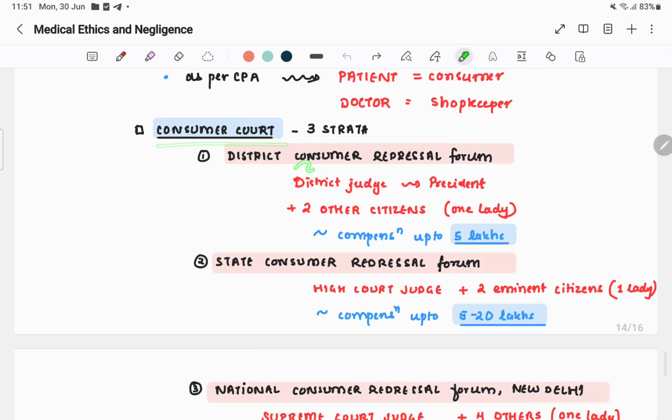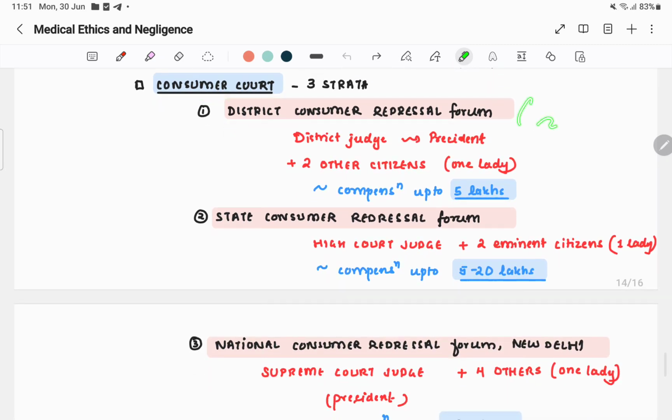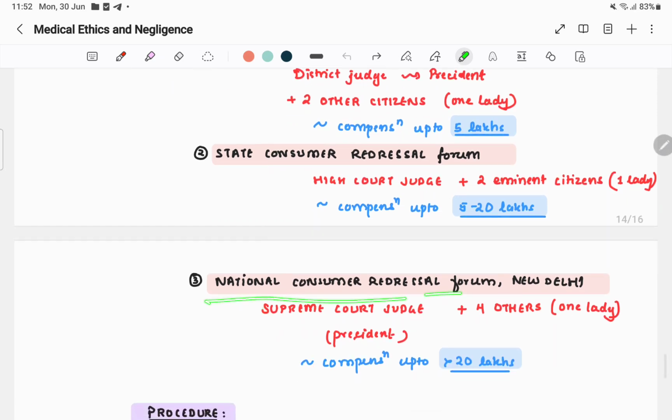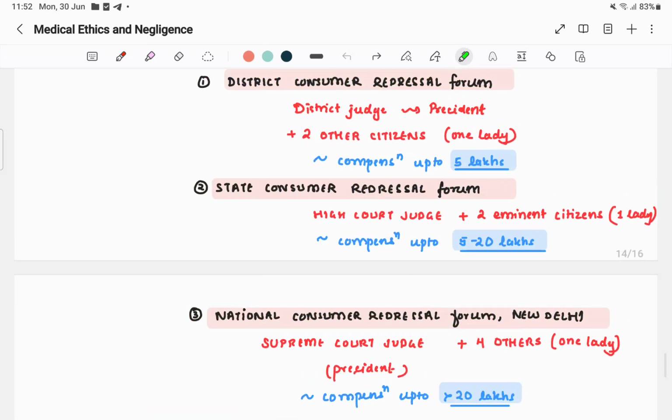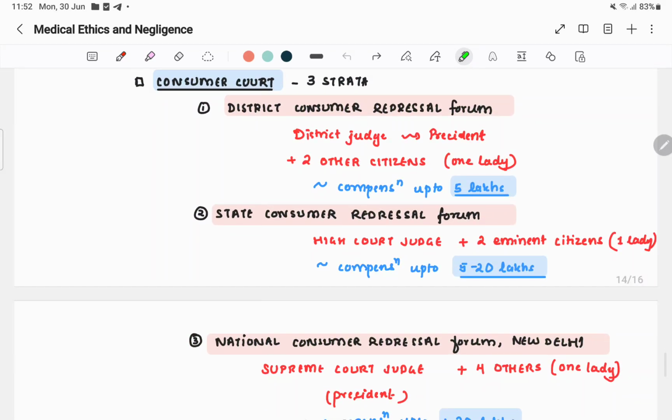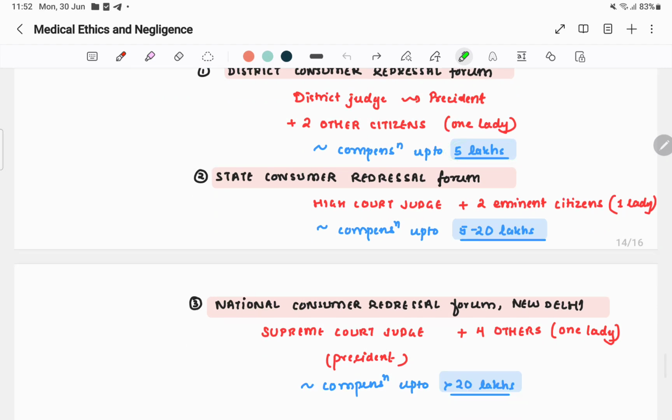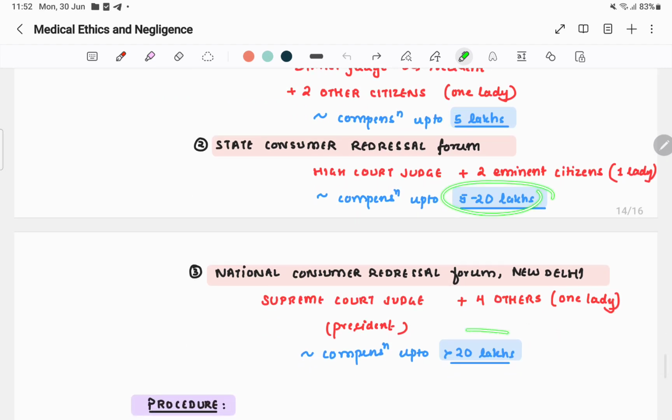Consumer Court has 3 strata: District Consumer Redressal Forum, State Consumer Redressal Forum, and National Consumer Redressal Forum, New Delhi. These are the 3 levels of Consumer Court. District: up to 5 lakh compensation. State: 5 to 20 lakh. National: more than 20 lakh.